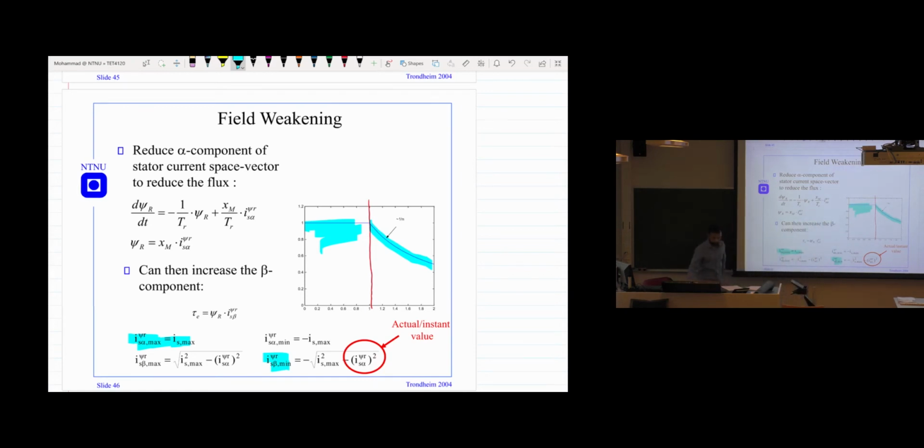If you look at the other machine, then this works in a very good way here. So any question here?